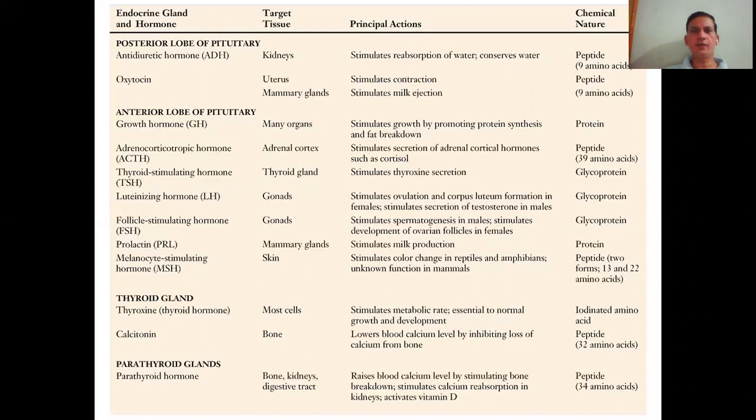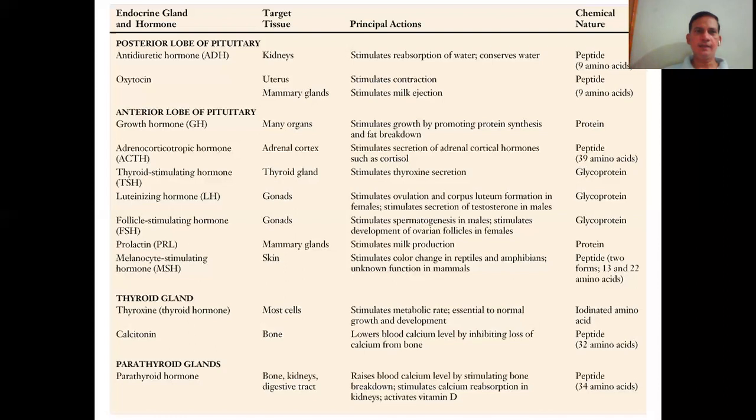Another hormone is the luteinizing hormone. In short, it is called LH. The target tissue is the gonads. It stimulates ovulation and corpus luteum formation in females. It stimulates secretion of testosterone in males. So in male and female, this luteinizing hormone has different functions. This is also a glycoprotein.